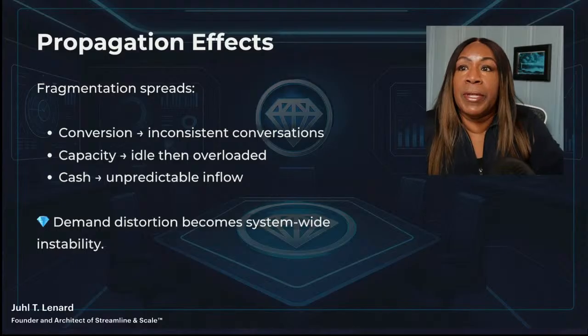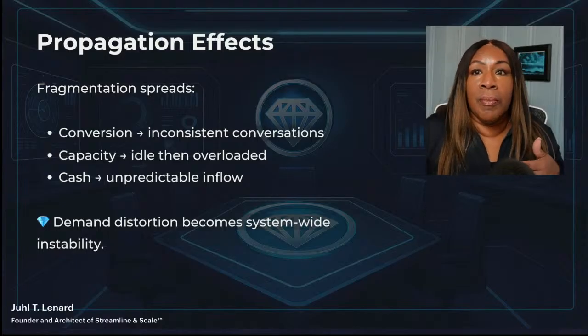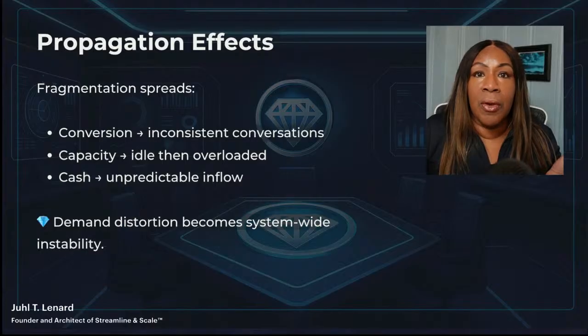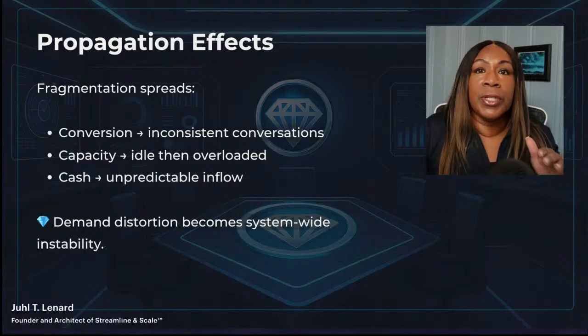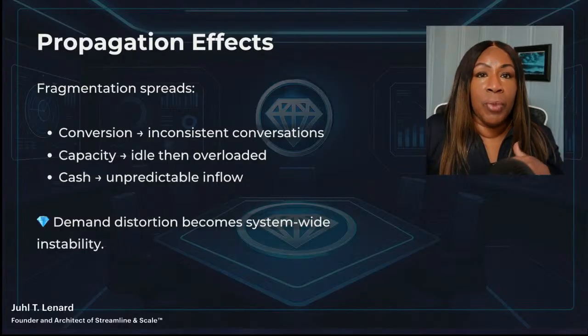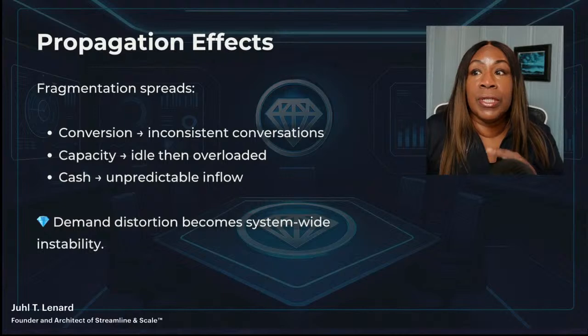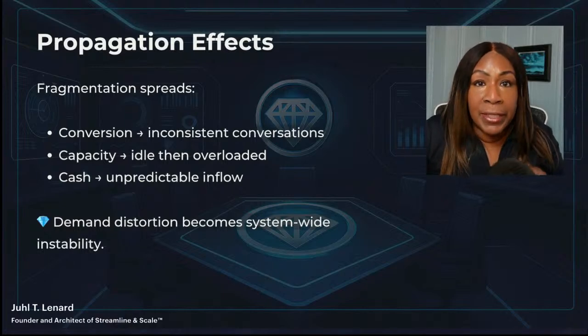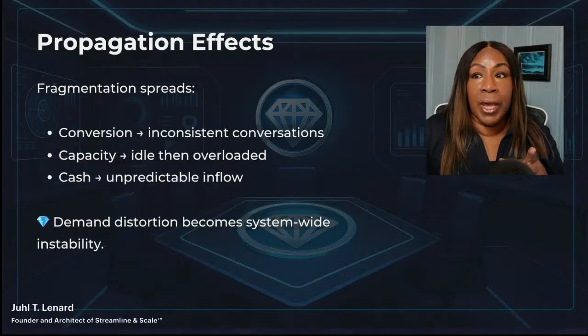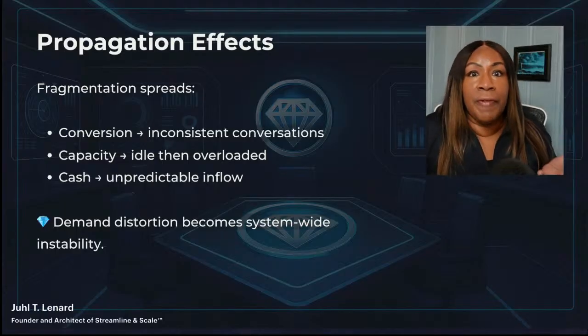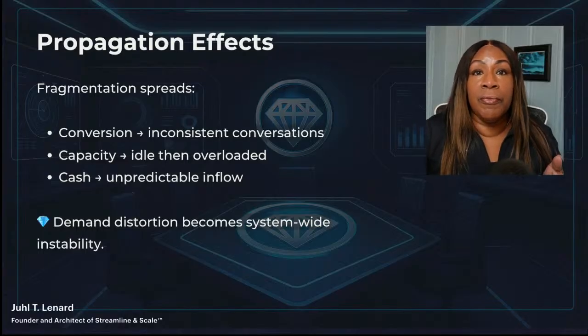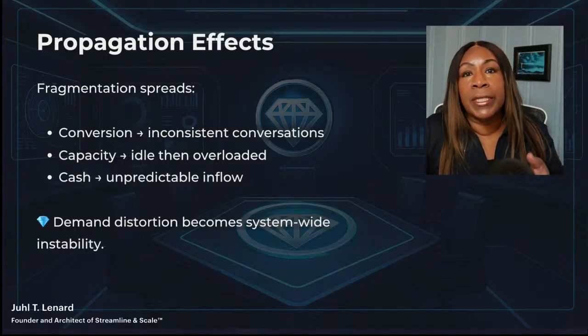Okay, now the fragmentation spreads throughout the system. So if you are at Hustle H2F, Hustle to Flow, you know that when there is a constraint in one domain, the primary domain, that constraint causes instability throughout the whole system. So here with fragmentation, when it spreads to conversion, it results in inconsistent conversations. In capacity, there's idle time. Idle and overloaded is feast or famine. And in cash, it's unpredictable cash flow. So the demand distortion becomes a system-wide instability.